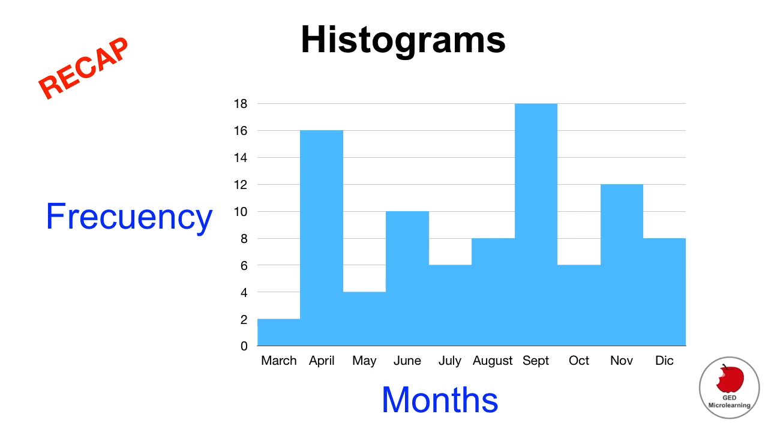Then you look at your x-axis, in this case, the months. If I asked you what the frequency of rain in September was, you would go to the bar for September, follow that bar to the top, and then follow it to the left. The frequency of rain in September would be 18 days. That's how you read a histogram.